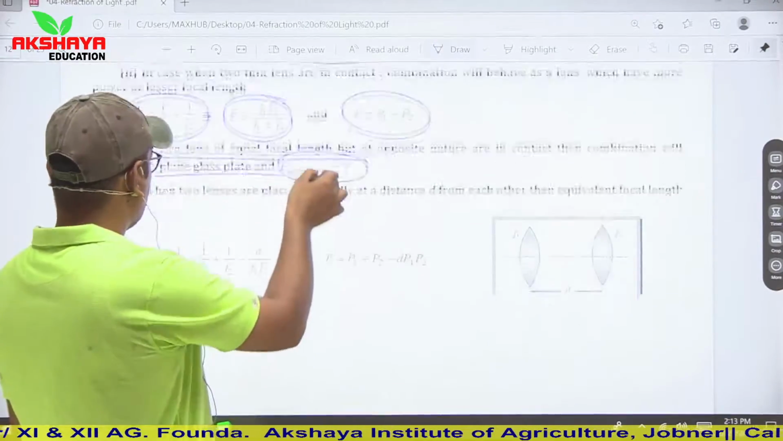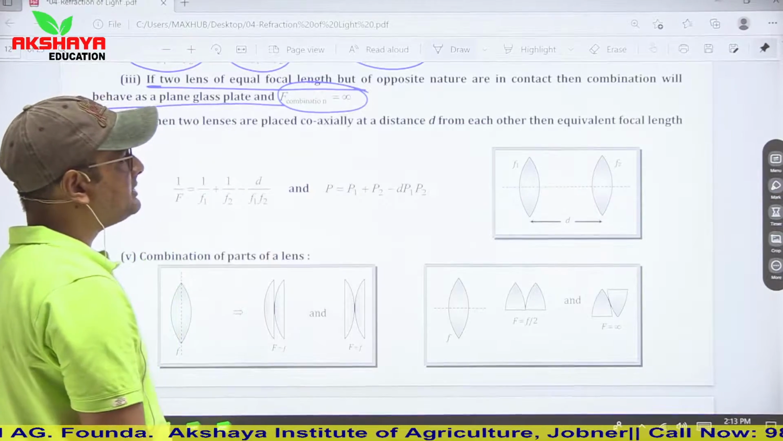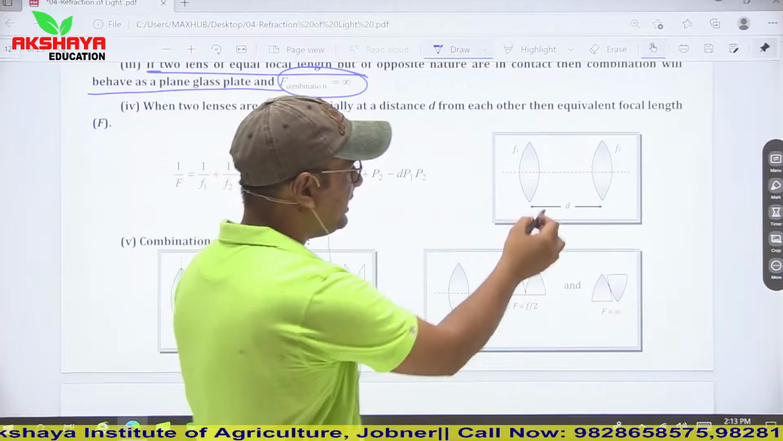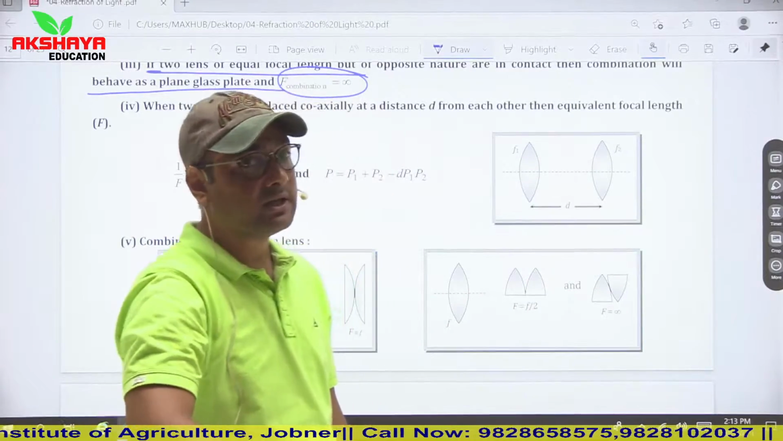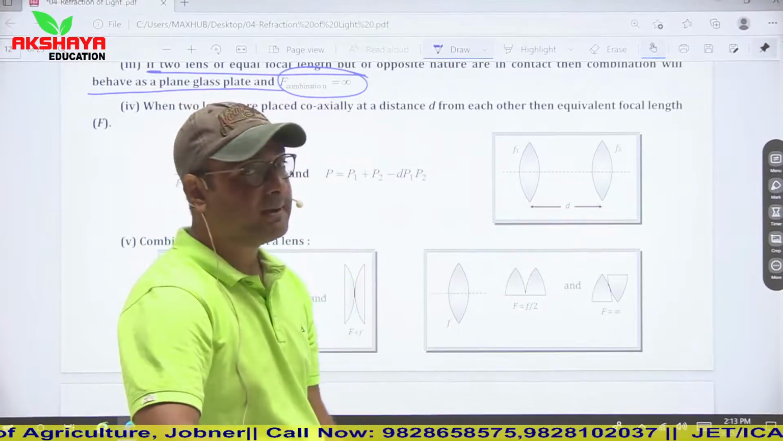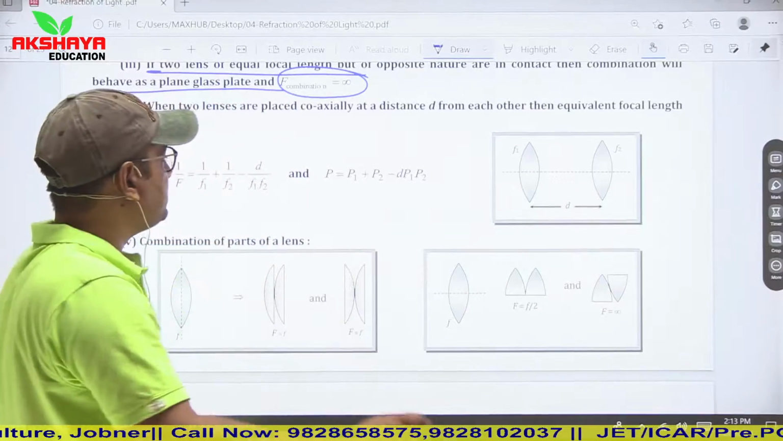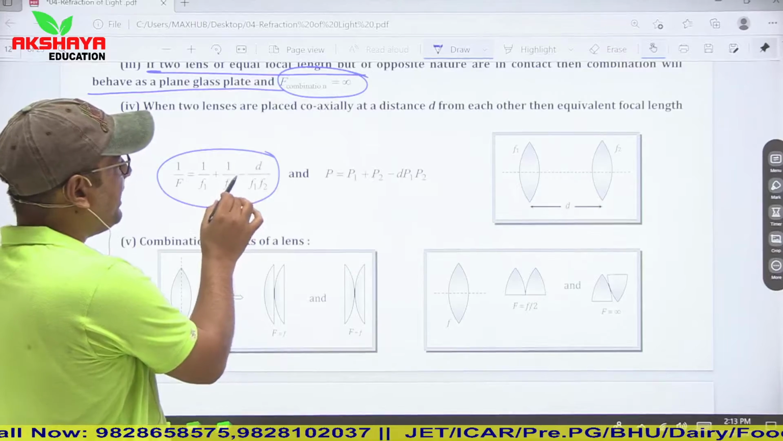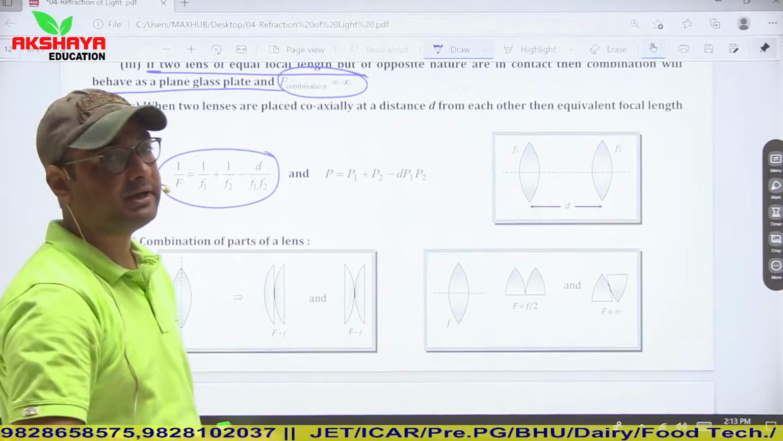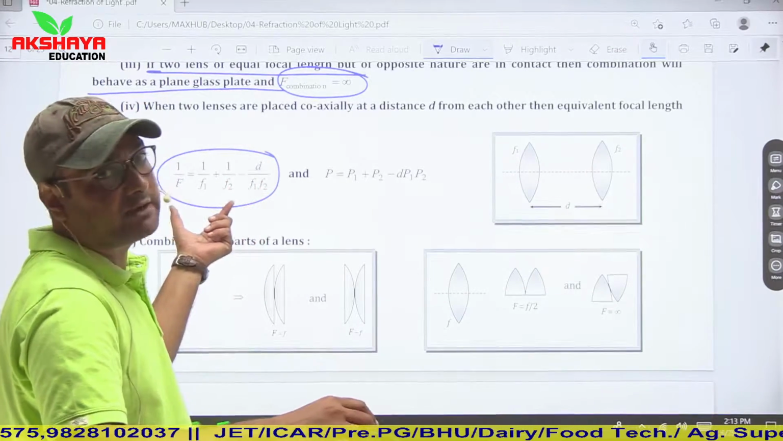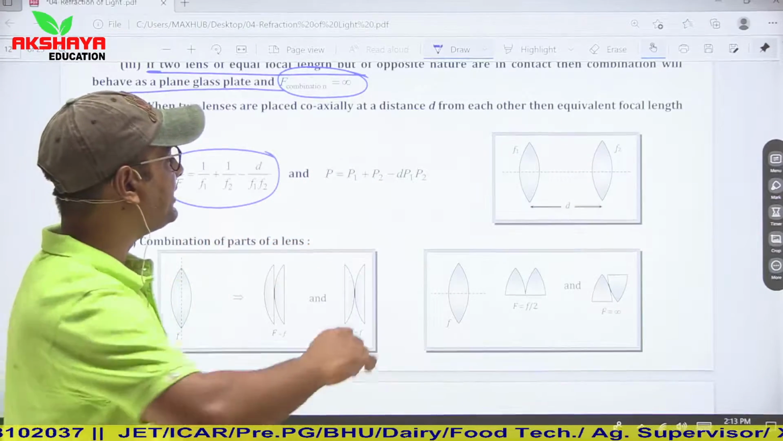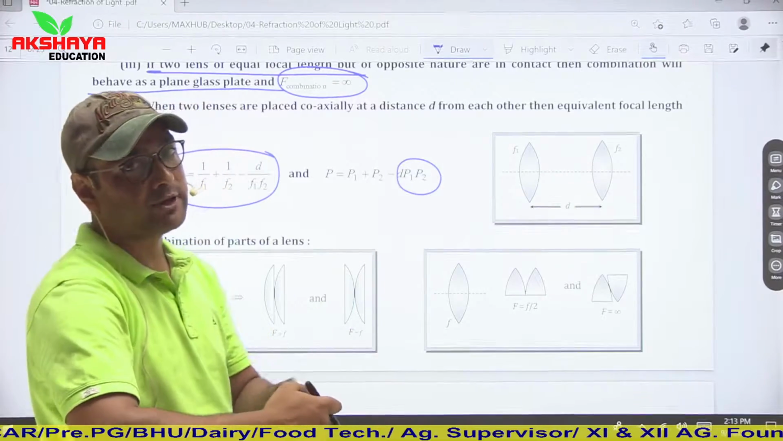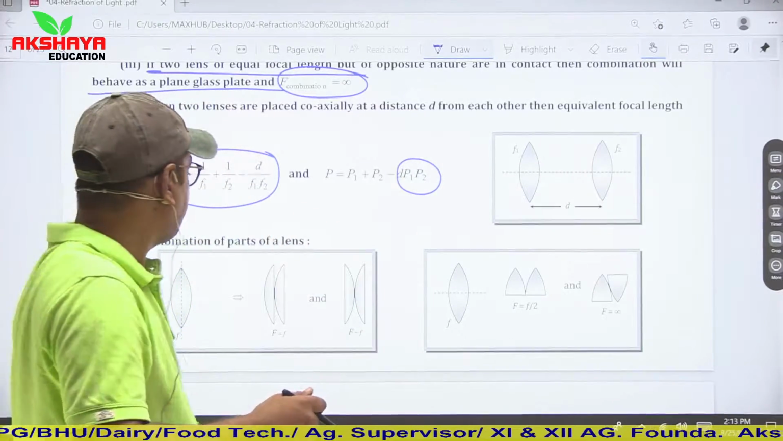Now see next, when two lenses are placed coaxially at a distance d from each other, the equivalent focal length. In this situation they are not in contact and are separated by a certain distance, so d/(f1 f2) will be subtracted from the equivalent reciprocal focal length. Similarly, in the case of power, d P1 P2 is also subtracted from the actual power of the combination of thin lenses.